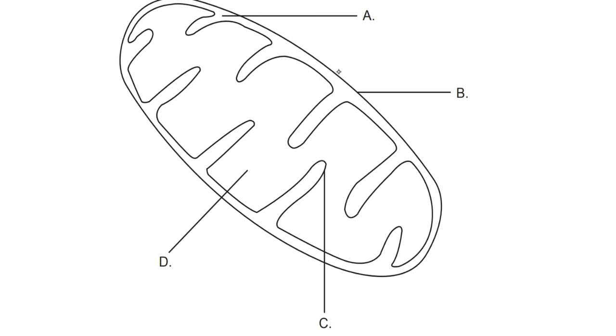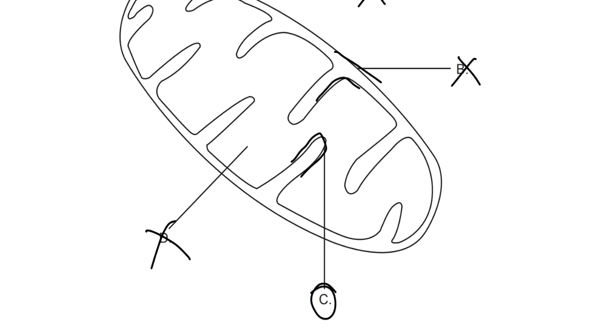So here we have the outer membrane, we have the inner membrane, and we have the folds, the cristae. So it's actually not going to be located in B, that's the outer membrane. This is the intermembrane space. This is the matrix, which is the inside of the inner membrane, the very inner component of the mitochondria. So C is going to be our answer to this question.